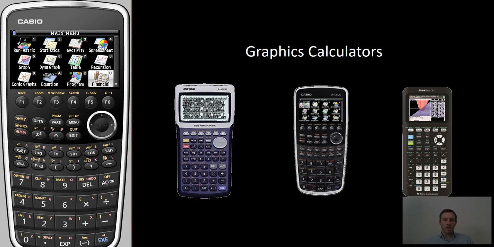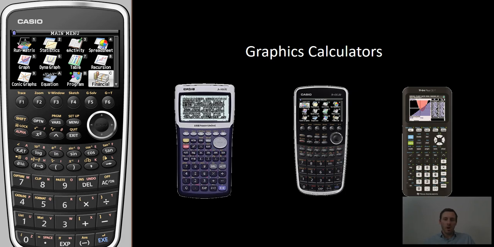In this video, we'll look at how to use the finance or time value of money function on your graphics calculator. Some of the more common graphics calculators are displayed here. Over the last 15 years, the look of the calculators has changed a lot, but the programs have remained relatively the same. This means you might be able to get away with an older calculator. Which calculator you use will depend on your own context.